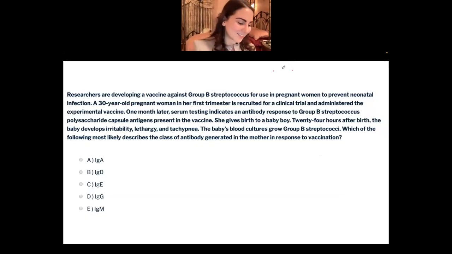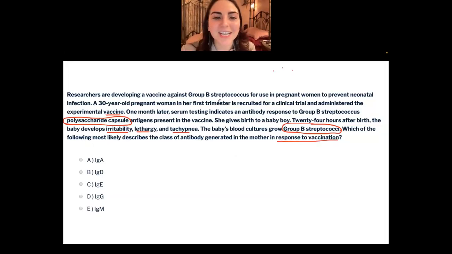Okay, let's talk about this one because we're all over the place. This is a tough question. Basically, this woman who's pregnant is recruited for a clinical trial. She's administered a vaccine. Serum testing indicates antibody response to group B streptococcus polysaccharide capsule antigens present in the vaccine. Now she gives birth to a baby. After the baby's born, the baby develops irritability, lethargy, and tachypnea, which are signs of group B strep infection. It then asks which of the following most likely describes a class of antibody generated in the mom in response to vaccination? So some of you picked IgG.